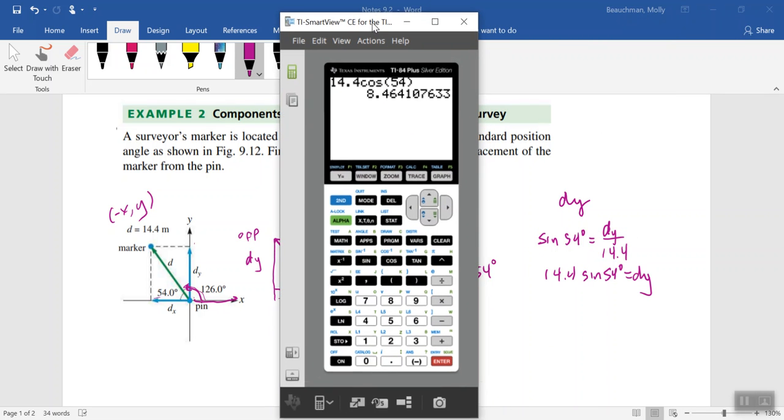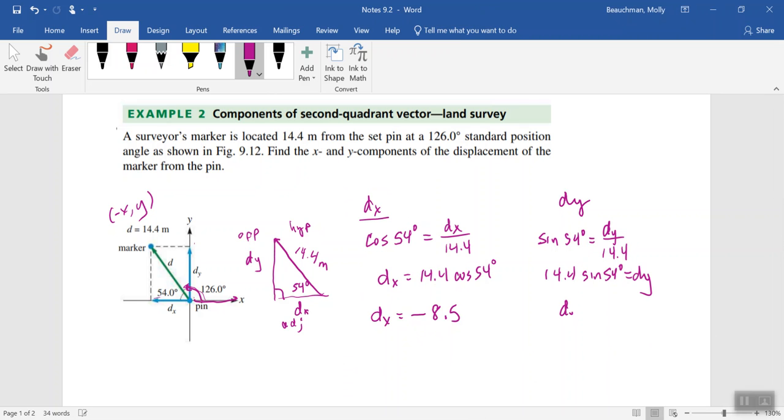And then we take the same 14.4 times the sine of 54. And we end up with about 11.65 positive. So the coordinate where this vector ends would be the coordinate negative 8.5, 11.65. So depending on what quadrant you're in, your component vectors will be positive or negative. All right, last example.